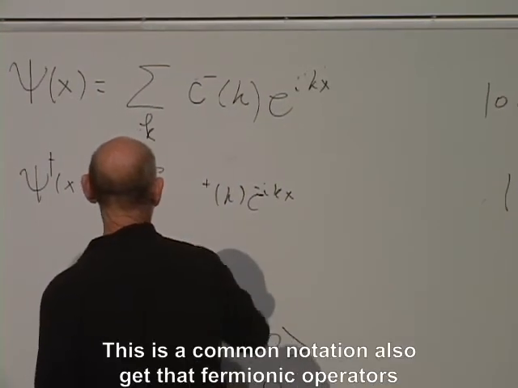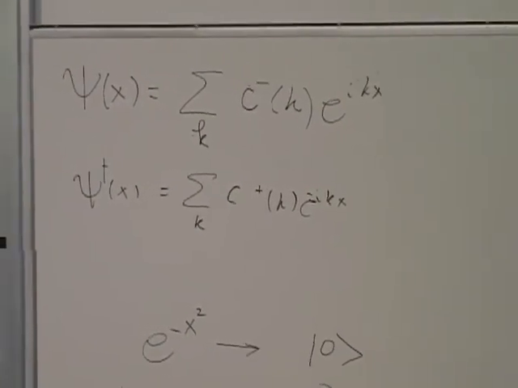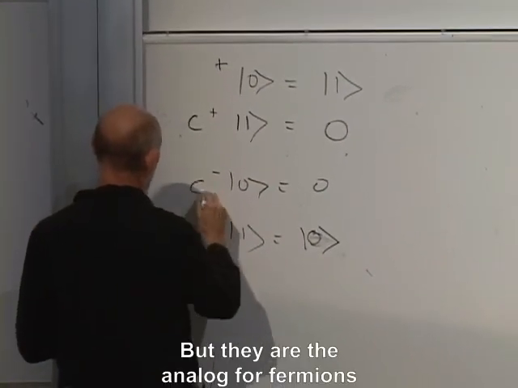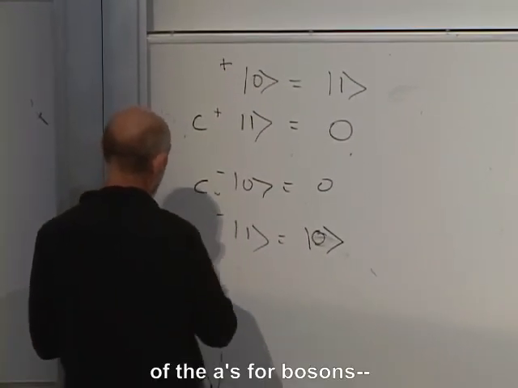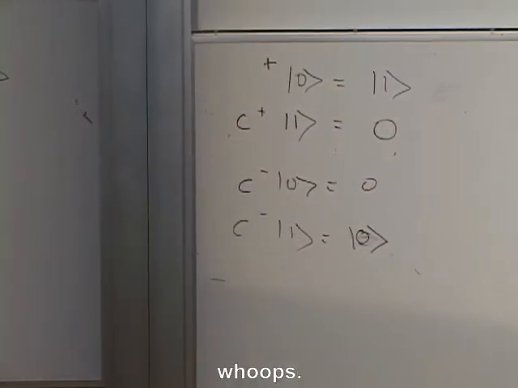This is a common notation also, that fermionic operators are labeled C, but they are the analog for fermions of the A's for bosons.